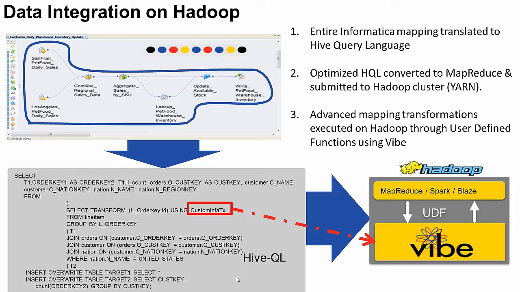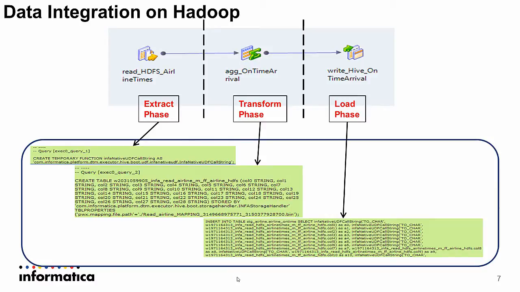So you've seen here, okay, when we make these user-defined function calls, it leverages the binaries on the Hadoop cluster. And then what happens when you process, right? Each phase is broken up into an extract phase, transform phase, and then the load phase. And you can see, if you look at the calls that it makes, right? Infa native UDF call strings. These are temporary functions that get called during the mapping run based on the complexity of the mapping and the advanced transformations that you have in the mapping.